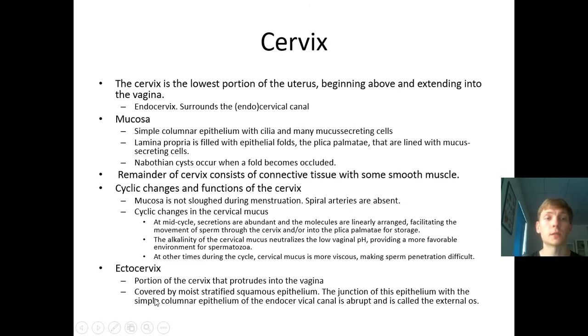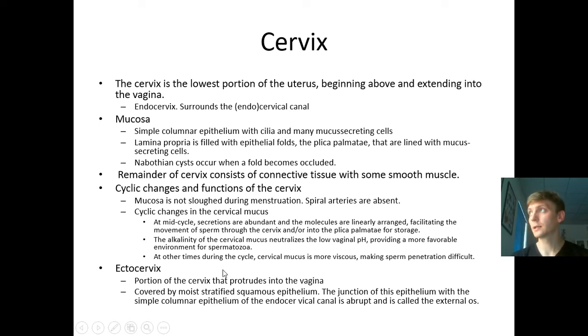Ectocervix. The ectocervix is the portion of the cervix that protrudes into the vagina, so its outermost surface is covered by stratified squamous epithelium, same as in oral mucosa, as we discussed a little before. The junction of this epithelium with the simple columnar epithelium of the endocervical canal is abrupt and is called the external os. You remember we discussed the same changes in the esophagogastric junction, where there is an abrupt change from stratified squamous moist epithelium into simple columnar epithelium. The same happens between the ectocervix and the endocervix.